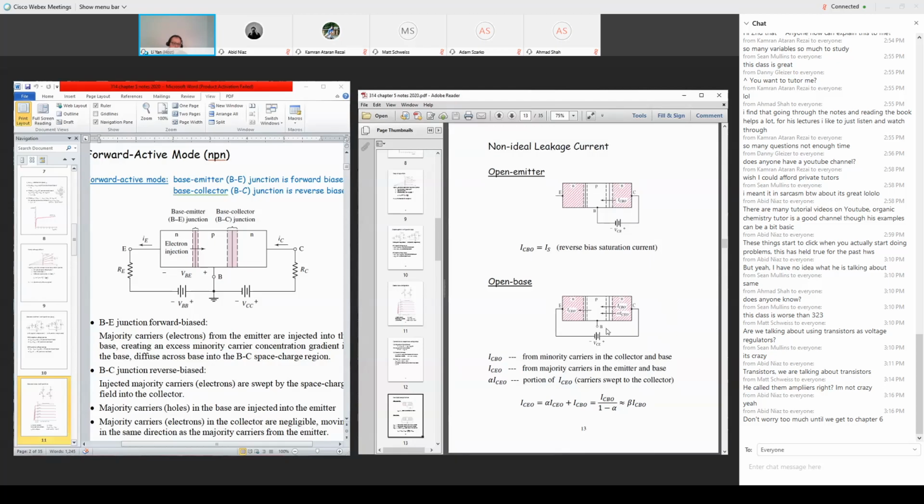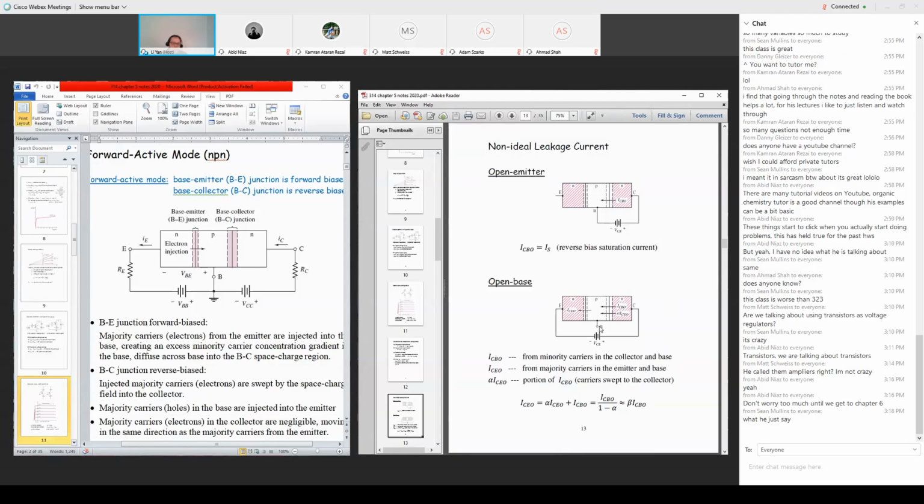In this case, suppose we let the base be open. You do have a voltage applied between the collector on the right and the emitter on the left overall. So you would expect some sort of current flowing this way from the collector to the emitter and coming back to the negative voltage side of the power supply. Here I list a few currents involved.